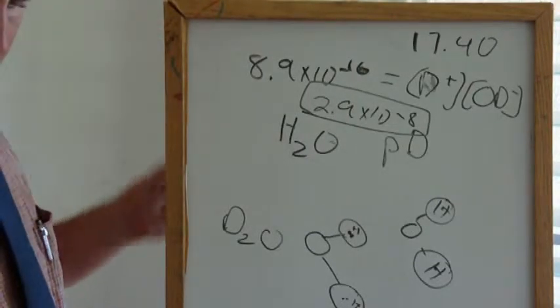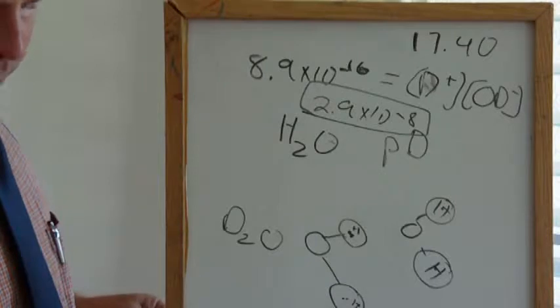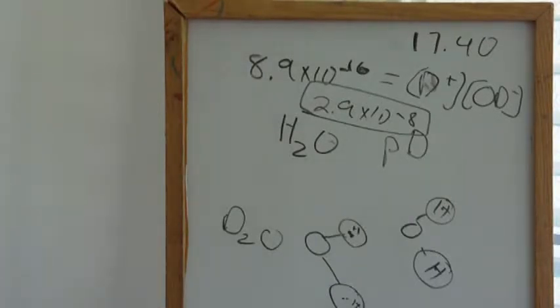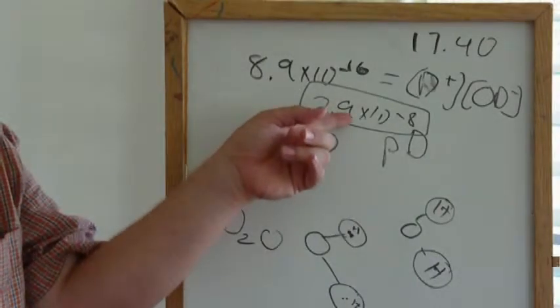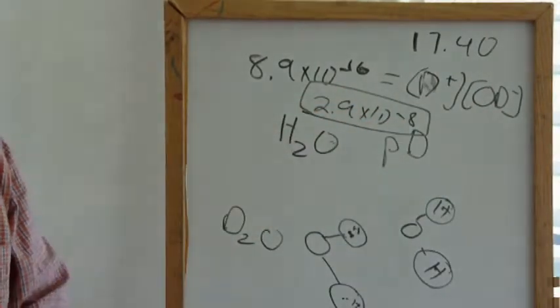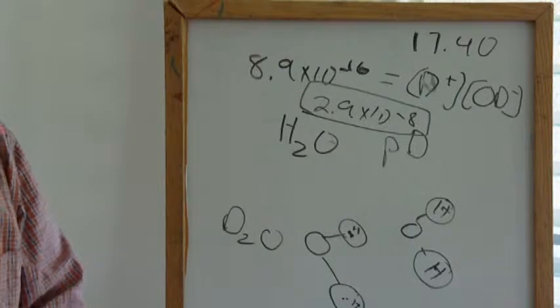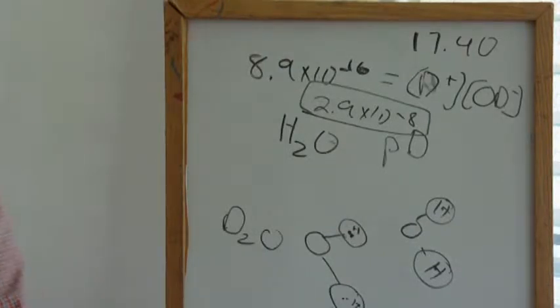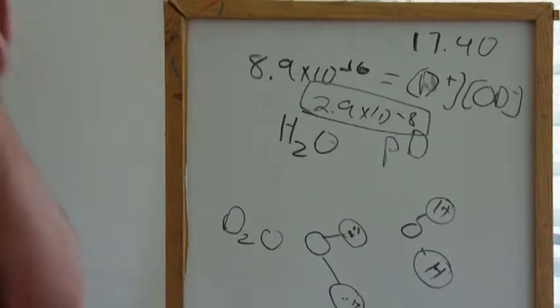So we take the negative log of 2.98 times 10 to the minus 8th, and I'm looking at a pD of 7.5. And because that's the same, that value is also the concentration of the OD minus, I just have to take the negative log of that. So the pOD will also be the same value, 7.52. So we'll check that. 17.40, 7.52. Okay. Great.